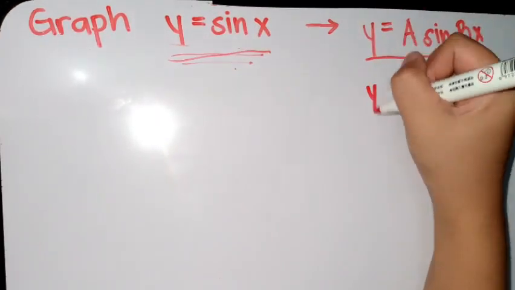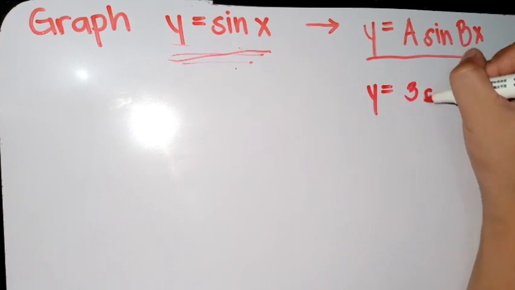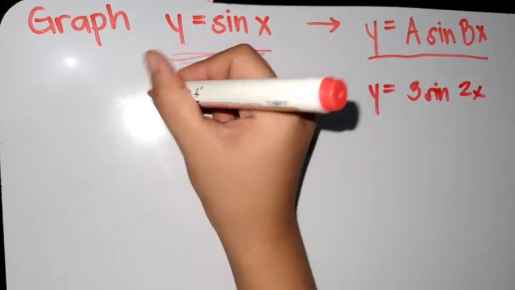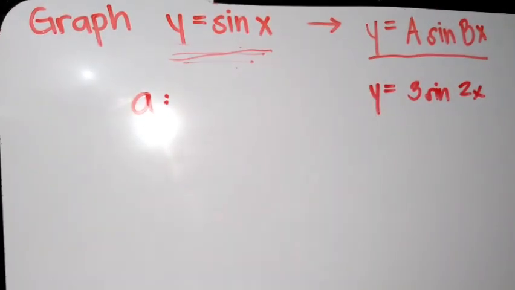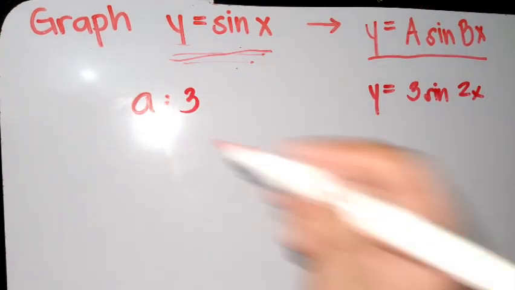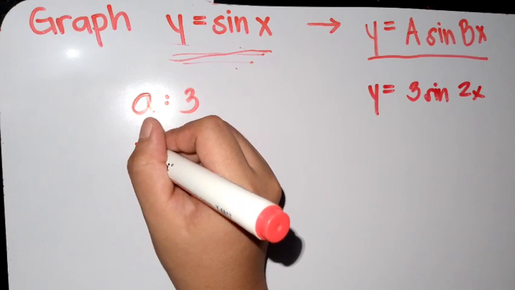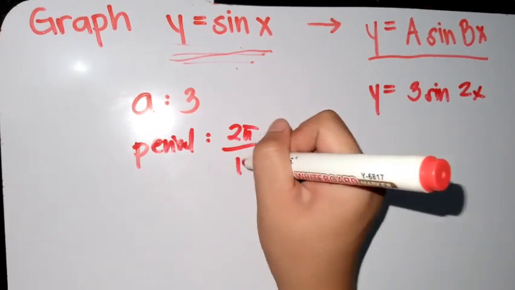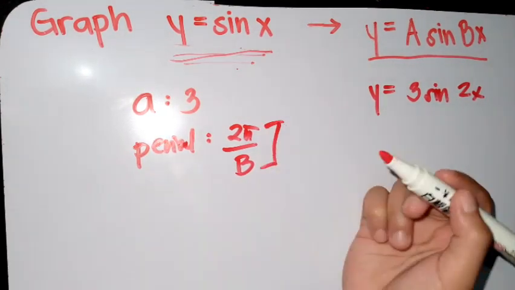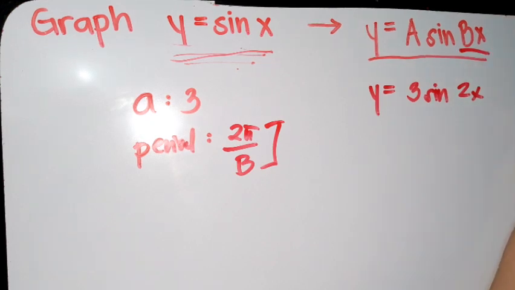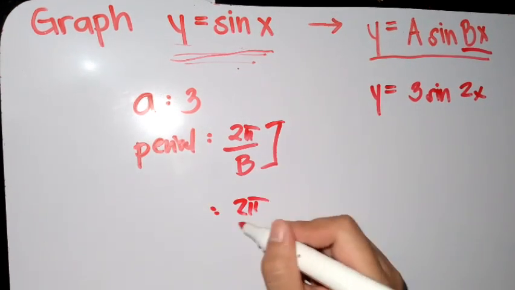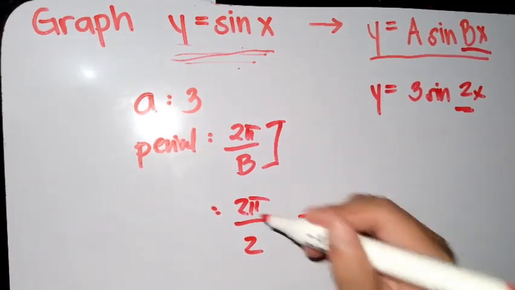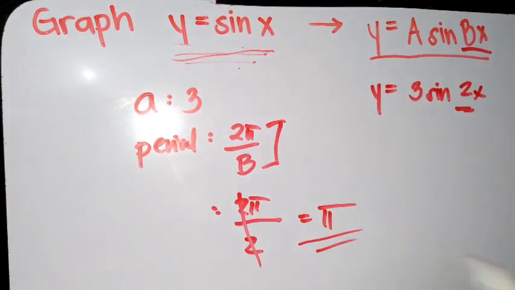For example, we have y equals 3 sine 2x. So first we're going to identify the amplitude. The amplitude here is 3, and the period is now 2 pi over b. This is the formula of our period if we are having bx. Since b is 2, 2 pi over 2 is equal to pi. So our period now is pi.